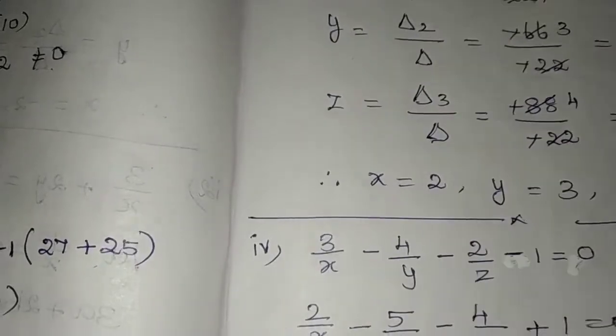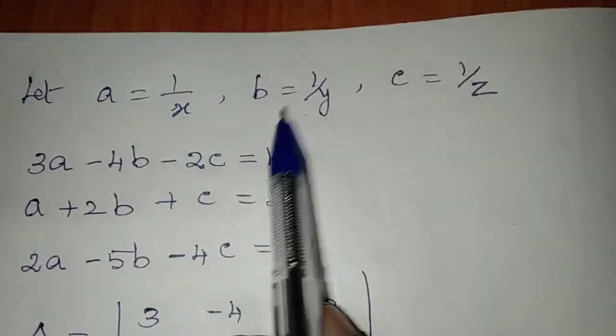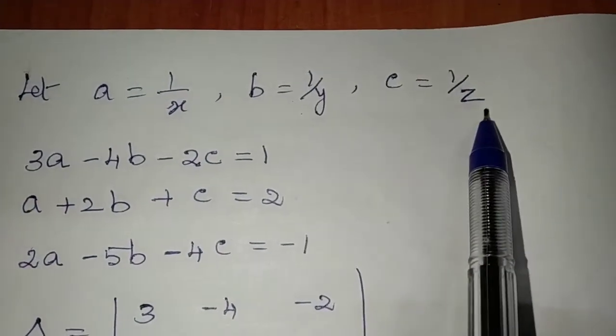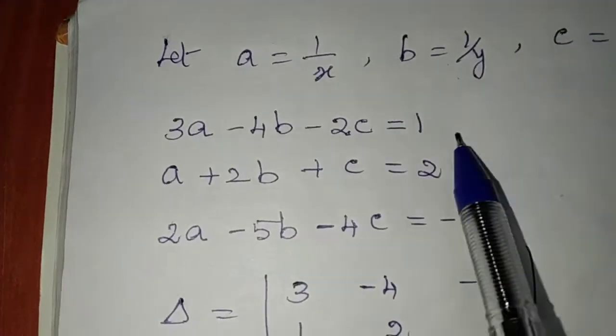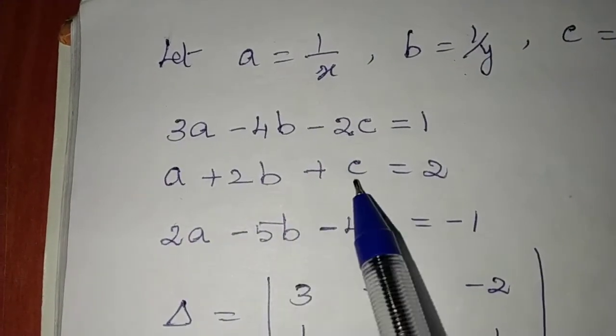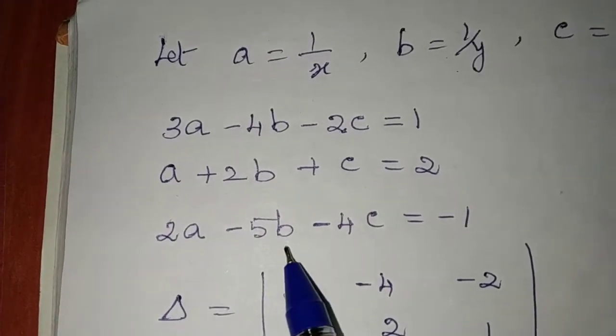And here 1 by x, 1 by y, 1 by z, take a equal to 1 by x, b equal to 1 by y, c equal to 1 by z. That means 3a minus 4b minus 2c equal to 1, a plus 2b plus c equal to 2, 2a minus 5b minus 4c equal to minus 1.